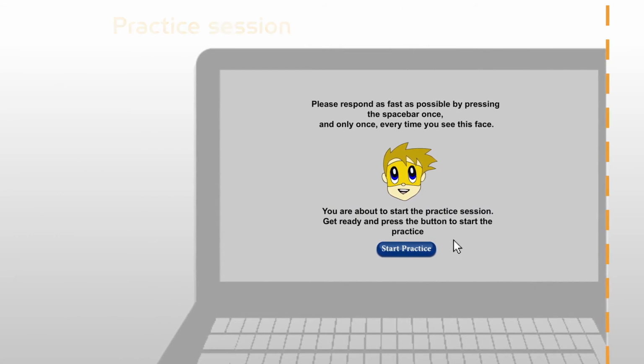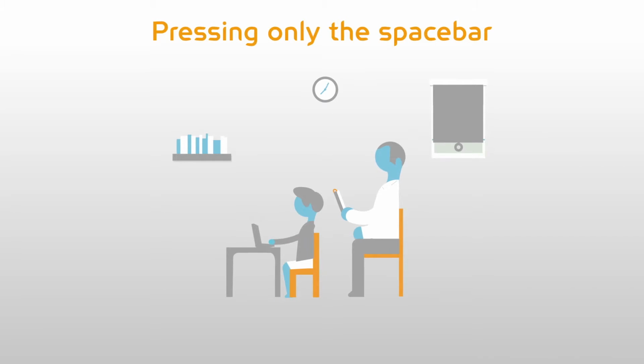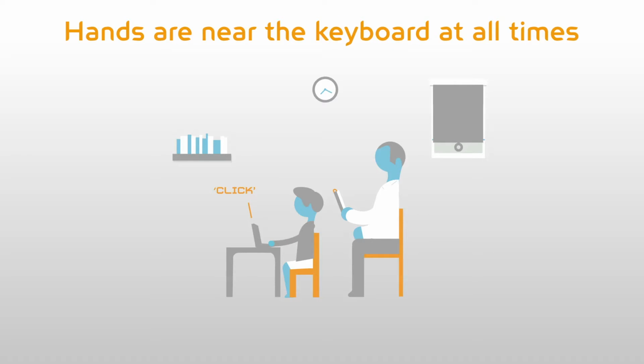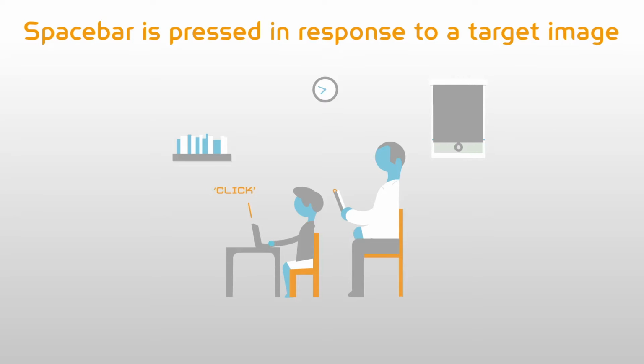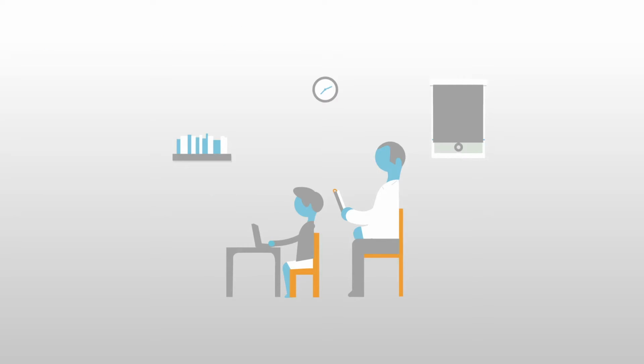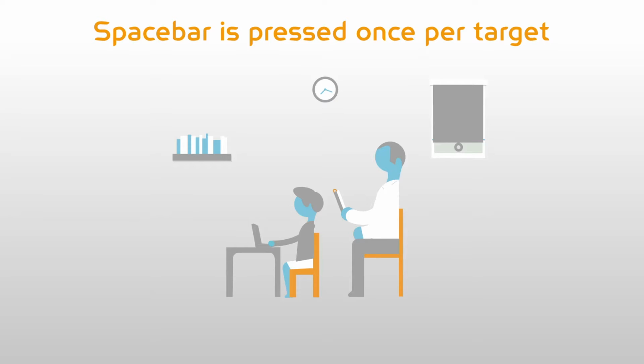During the practice test, please pay attention to the following. The patient should only be pressing on the correct key. The patient's hand should remain near the keyboard at all times. They should not be withdrawn back toward the body after each key press. The patient should be pressing the spacebar only in response to a target image, not to a non-target image. Lastly, make sure that the patient presses the key only once per target image.